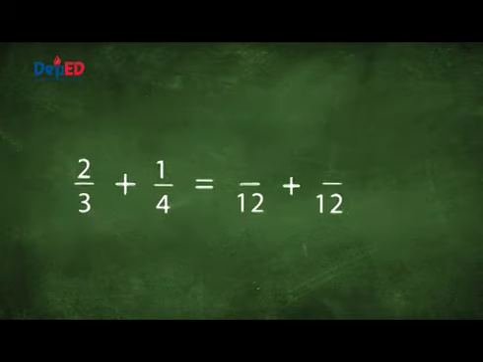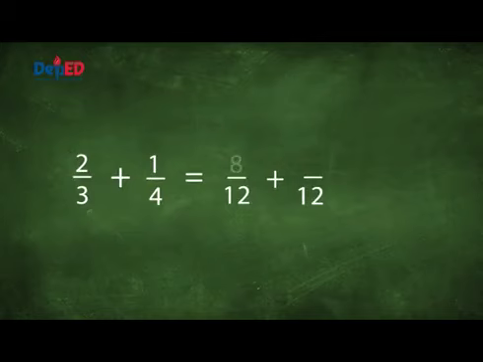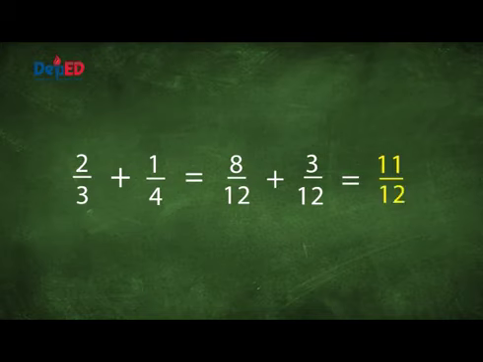Step 3. Add the numerators. 8 plus 3 equals 11 and copy the common denominator 12. We have 11 twelfths. Reduce the answer to lowest term if possible by checking if there is a greatest common factor or GCF that can be divided both the numerator and the denominator other than 1. Is it already in lowest term? Yes, 2/3 plus 1/4 equals 11 twelfths.